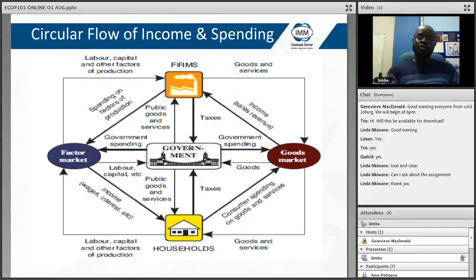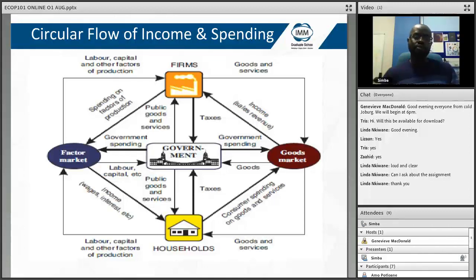So always when you are discussing this circular flow, you start with the households because they are the owners of the factors of production, which they sell to the firms through the factor market. The firms are going to engage in the production process. When they do, they're going to produce goods and services, which they sell to the households through the goods market.